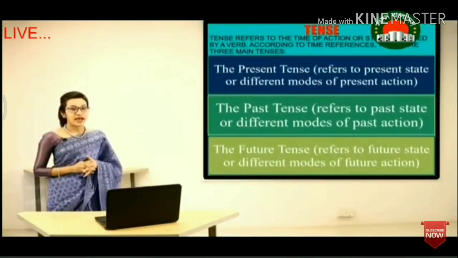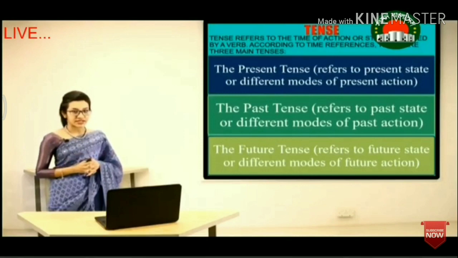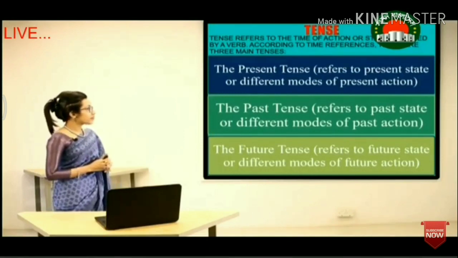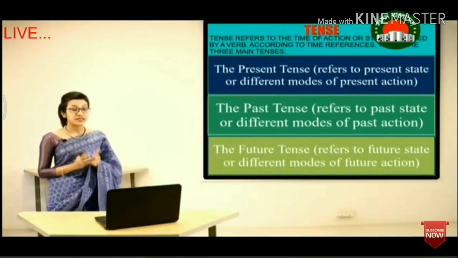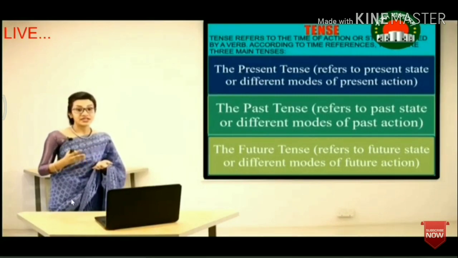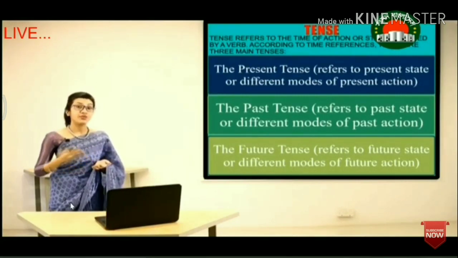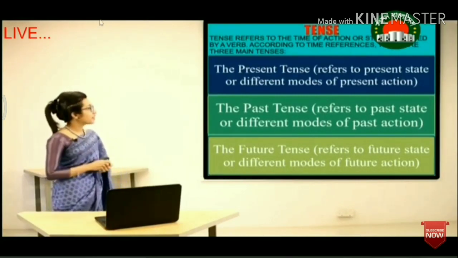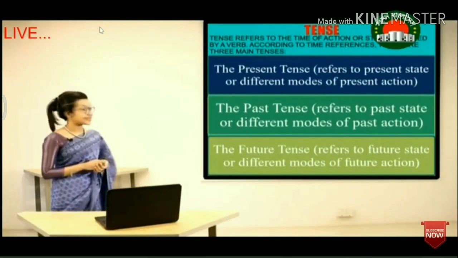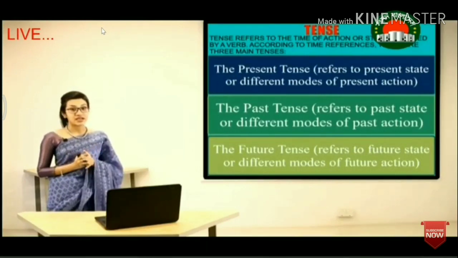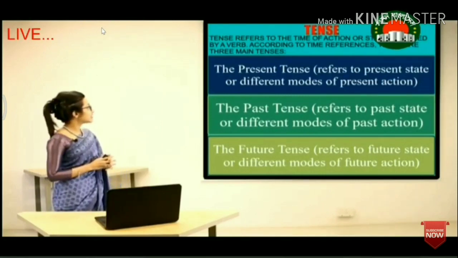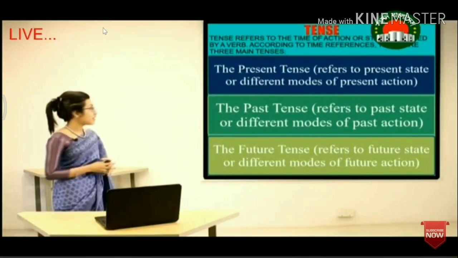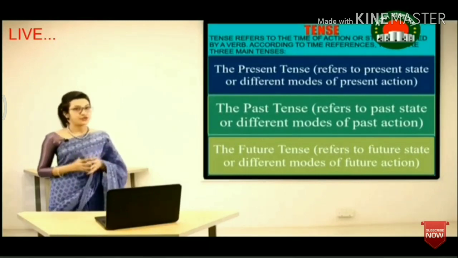Now, what do we learn about tense? What do you know about tense? We know that tense refers to the time of action or state indicated by a verb. That means tense means the time when the action is happening or when the action will happen or happened. According to time references, there are three main tenses, and I'm sure that you know the names of the tenses: at first the present tense, the past tense, and the future tense.